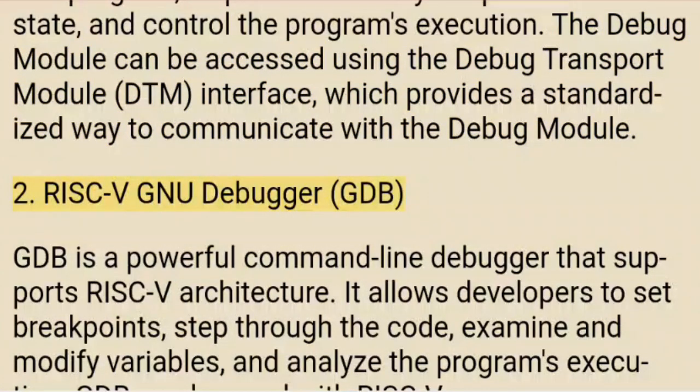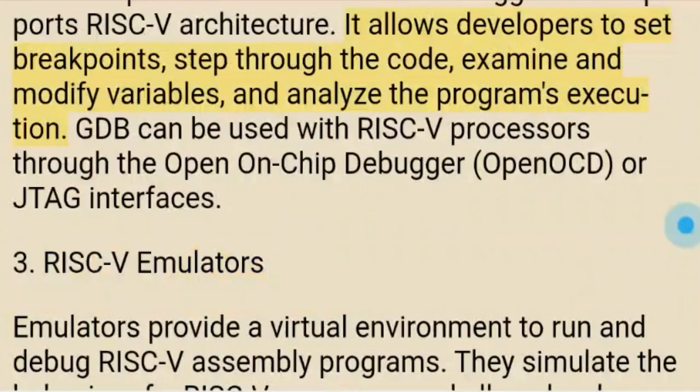2. RISC-V New Debugger (GDB). GDB is a powerful command line debugger that supports RISC-V architecture. It allows developers to set breakpoints, step through the code, examine and modify variables, and analyze the program's execution. GDB can be used with RISC-V processors through the Open On-Chip Debugger, OpenOCD, or JTAG interfaces.